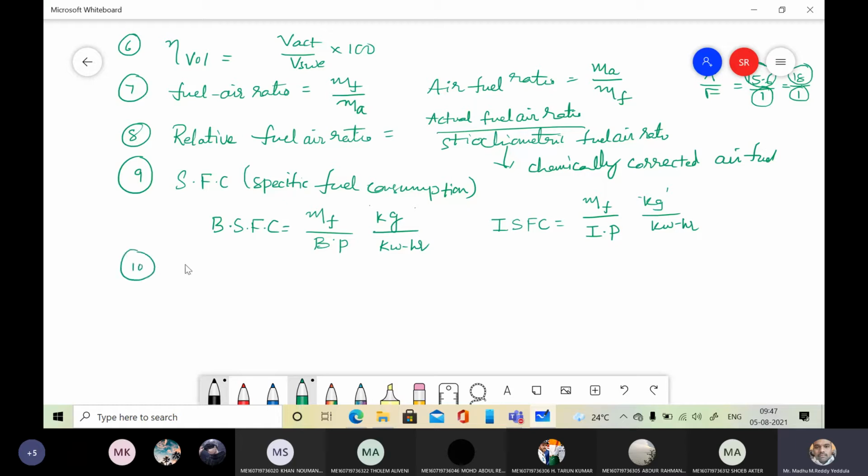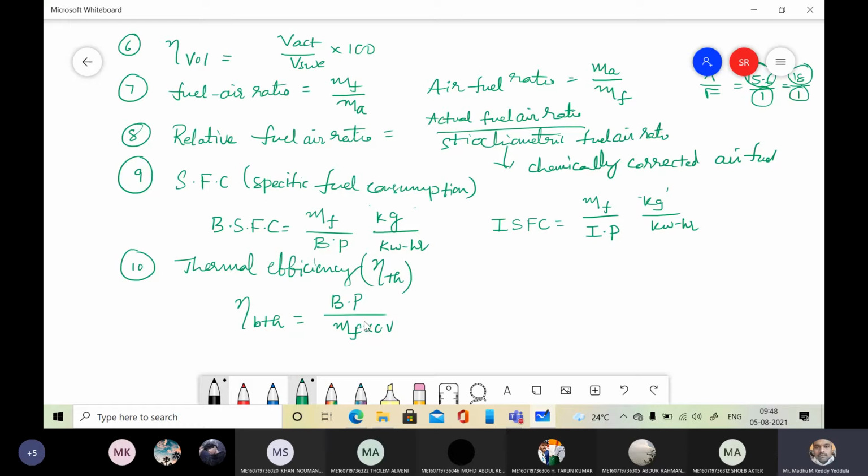Next, thermal efficiency. We can define thermal efficiency again in two ways: indicated thermal efficiency and brake thermal efficiency. Brake thermal efficiency is defined as the brake power developed to the total heat supplied, the ratio of the work done or power developed to the total heat or energy supplied. So what is the total heat supplied? It is the mass of fuel multiplied by its calorific value, which gives the total heat or energy supplied to the engine. Therefore, this is the brake thermal efficiency.